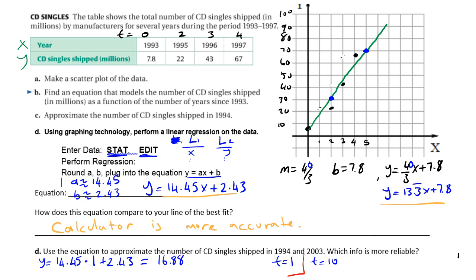Likewise, I can find the singles shipped in 2003 by plugging 10 in instead of x. Y is equal to 14.45 times 10 plus 2.43. This y value will be equal to 147.43. So we can find values that are within the range, within the domain values. The first one would be an example of interpolation, and the second one would be an example of extrapolation.